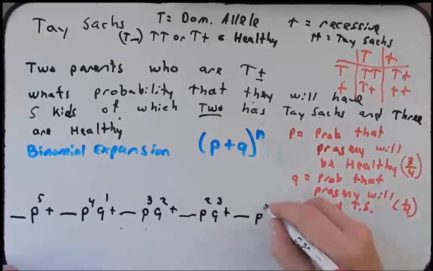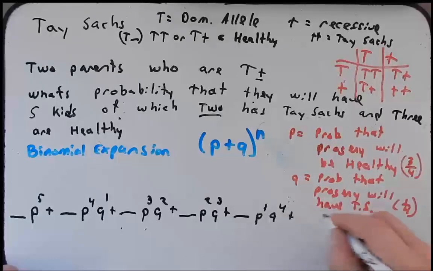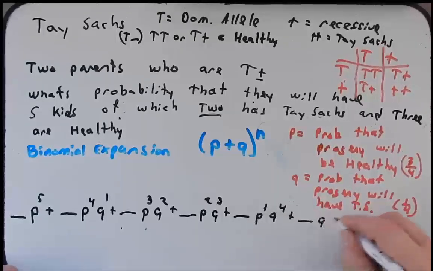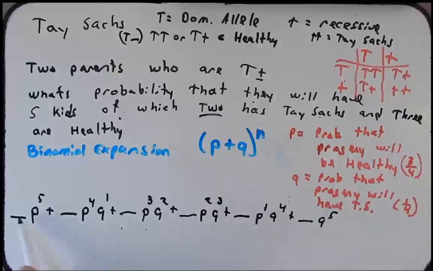You could also have 1 healthy kid, 4 with Tay-Sachs. Or you could have all kids with Tay-Sachs. Now the reason I put blanks in front of each of these is because we're going to put a number here that reflects the number of different ways you could have 4 kids without Tay-Sachs and 1 kid with. Or this one, the number of different combinations that you could have 3 healthy kids and 2 kids with Tay-Sachs. So how are we going to come up with these numbers?